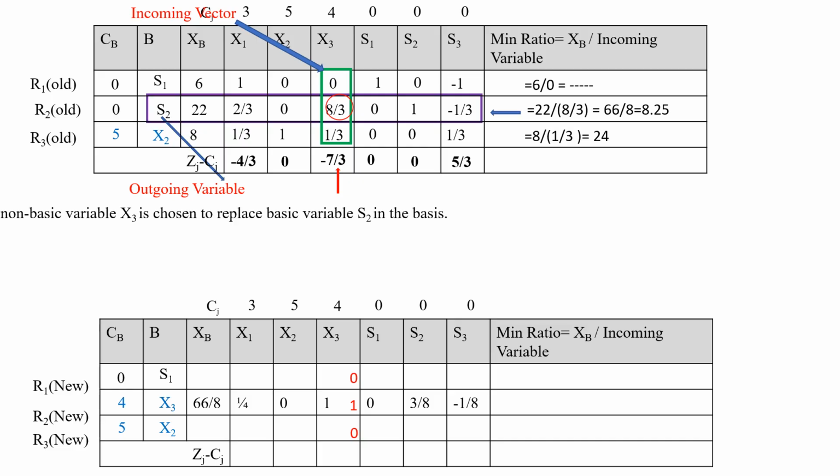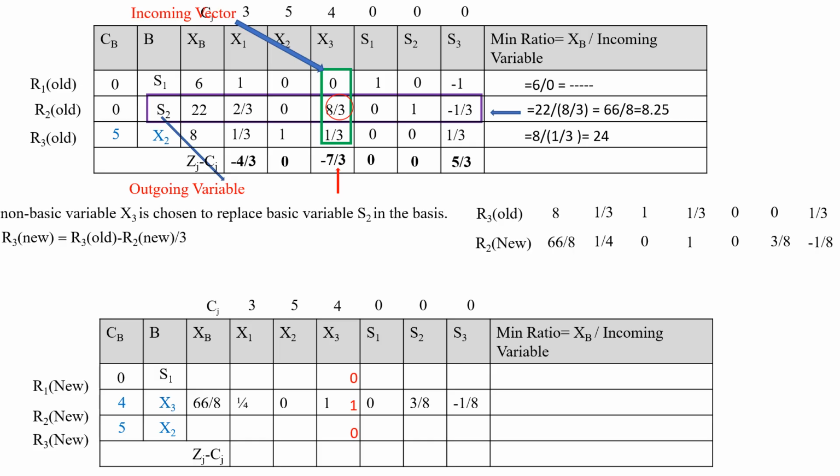Next we perform another row operation for the third row. So that is R3 new equal to R3 old minus R2 new divided by 3. So first write down the R3 old elements, that is 8, 1 by 3, 1, 1 by 3, 0, 0, 1 by 3. Similarly write down the R2 new elements, that is 66 by 8, 1 by 4, 0, 1, 0, 3 by 8, minus 1 by 8. So next we perform R2 new divided by 3.